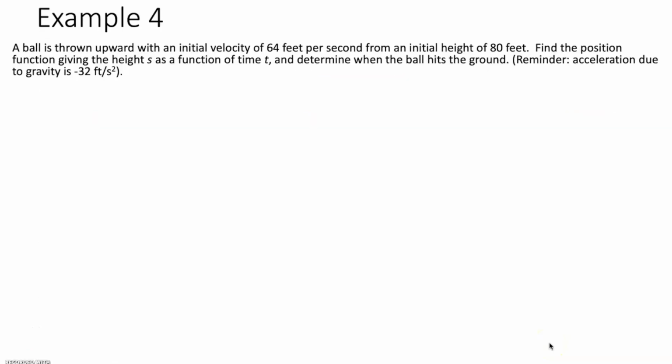Now example 4 says a ball is thrown upward with an initial velocity of 64 feet per second from an initial height of 80 feet. Find the position function giving the height s as a function of time t, and determine when the ball hits the ground. Reminder, acceleration due to gravity is negative 32 feet per second squared.